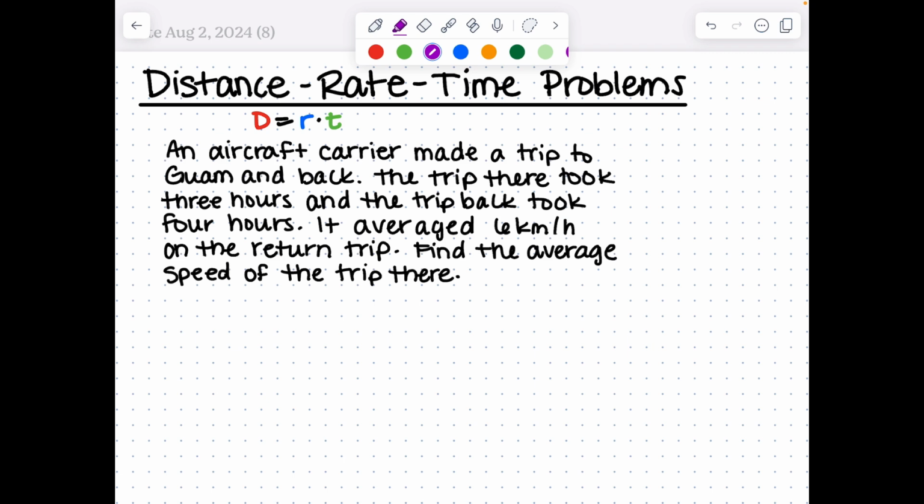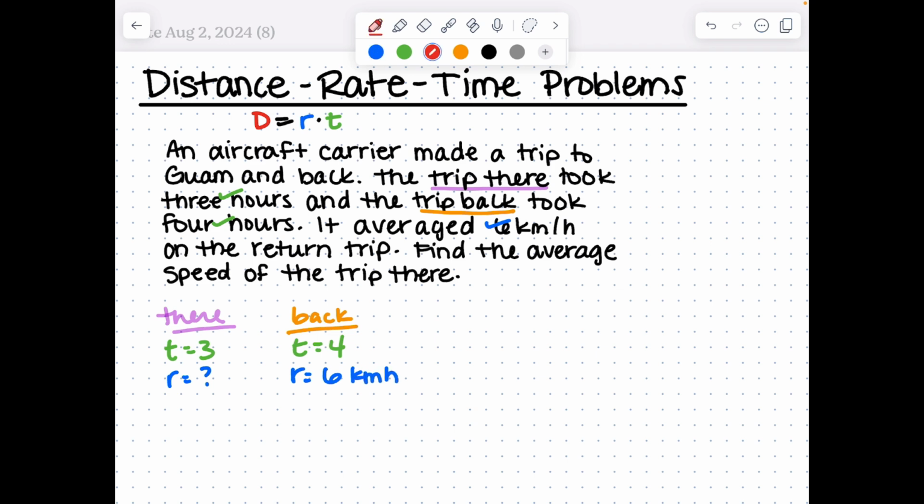Let's look at the trip there first. The trip there took 3 hours. We know our t equals 3. And we want to find the average speed of the trip there. That's the rate. We don't know that yet. Then if we look at the trip back, it says that took 4 hours. So our time is 4. And we do know our rate. Our rate was 6 kilometers per hour.